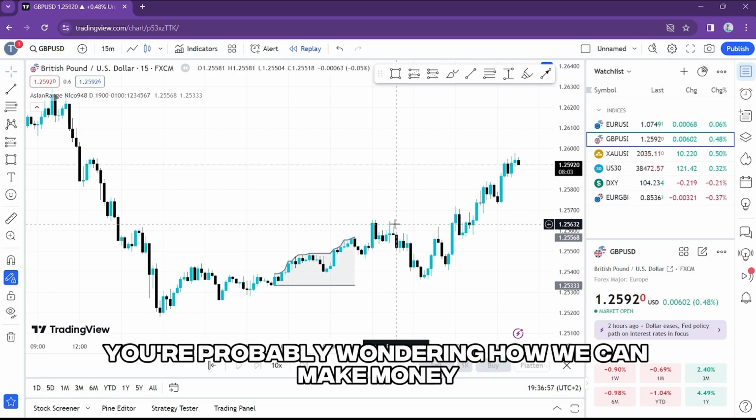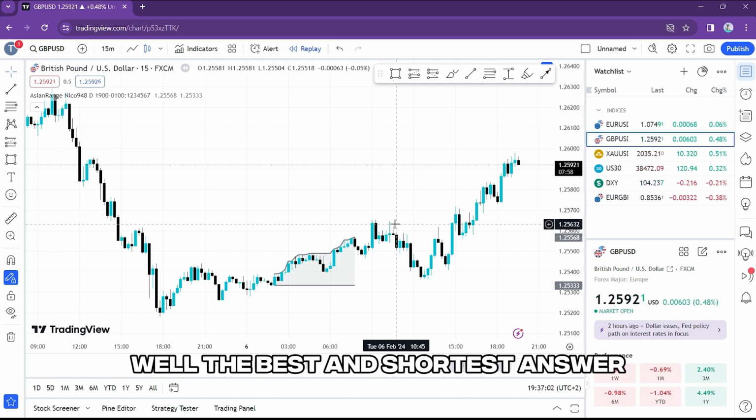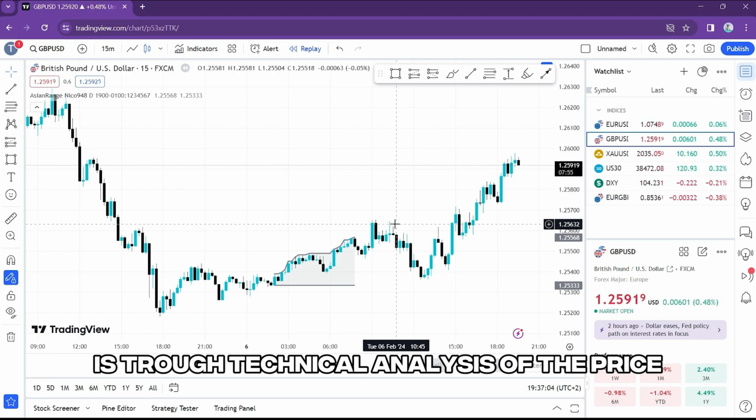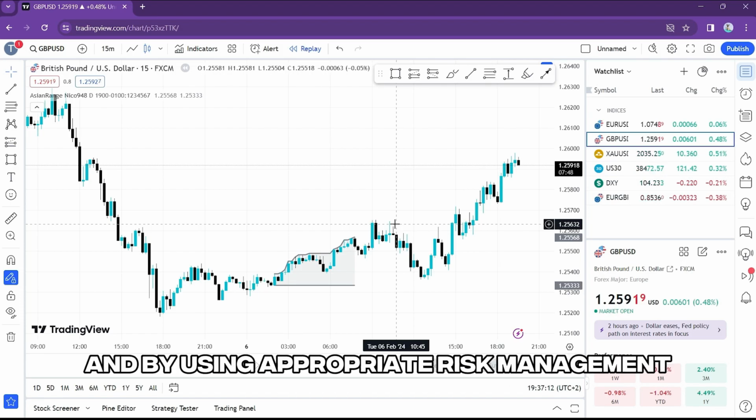You're probably wondering how we can make money and anticipate these market movements. Well, the best and shortest answer I can give you is through technical analysis of the price, by calculating probabilities, and by using appropriate risk management.